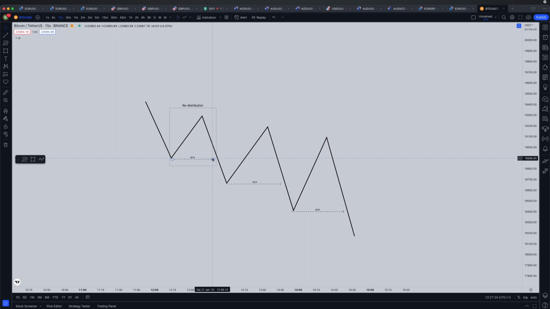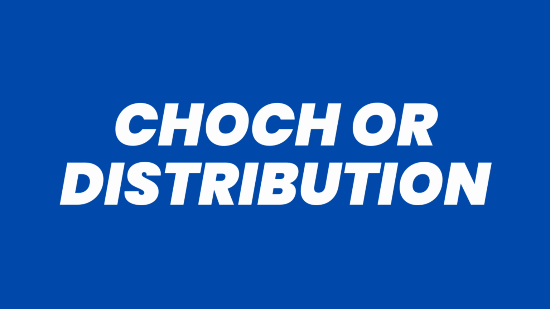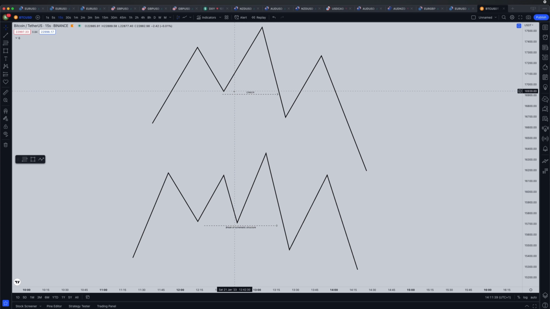And the distribution can form anywhere inside the redistribution, but I prefer to see it at the 50 or the 80% of the redistribution. So when we pull out a Fibonacci and we measure from the high to the low of the redistribution, the 50 to 80% is my most important point of interest. When your distribution forms lower inside of the redistribution, so below the 50%, there's a higher chance for it being a reaccumulation.